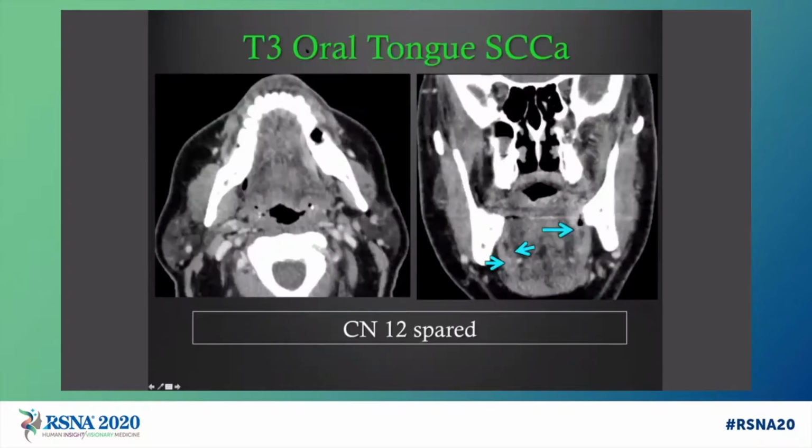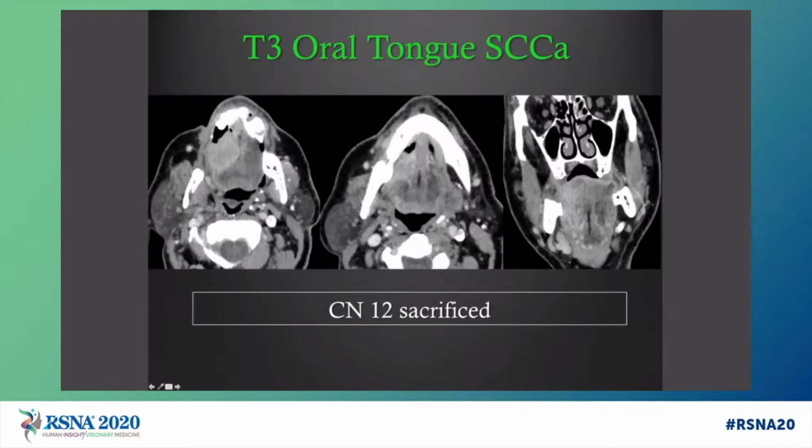Let's look at some examples. In this patient with T3 oral tongue squamous cell carcinoma, we see this enhancing mass on the ventrolateral aspect of the oral tongue. Does this involve the hyoglossus? Well, let's look on the coronal plane. We see our hyoglossus here, our mylohyoid on the normal side. Here's our enhancing mass. It really doesn't involve this neural bundle here. So in this patient, the hypoglossal nerve, rather, can be spared.